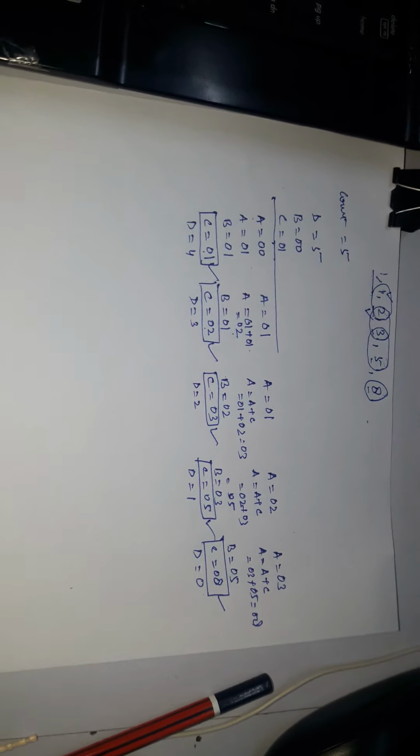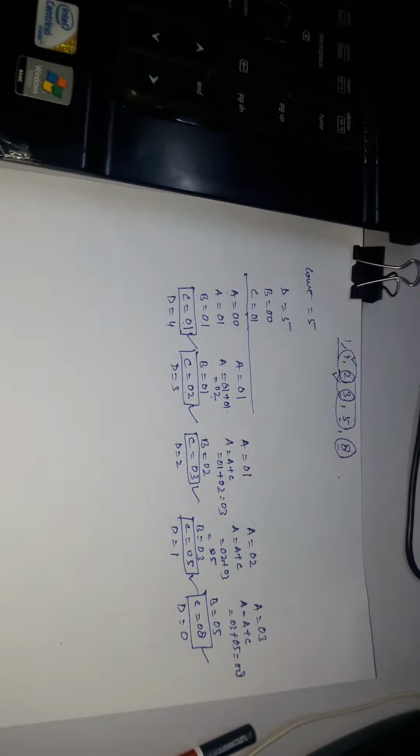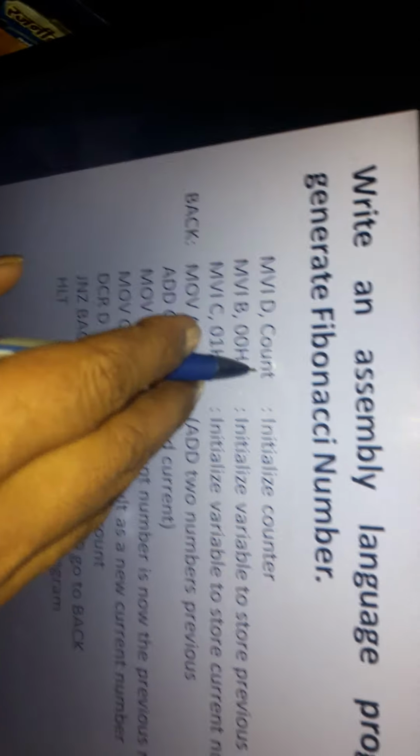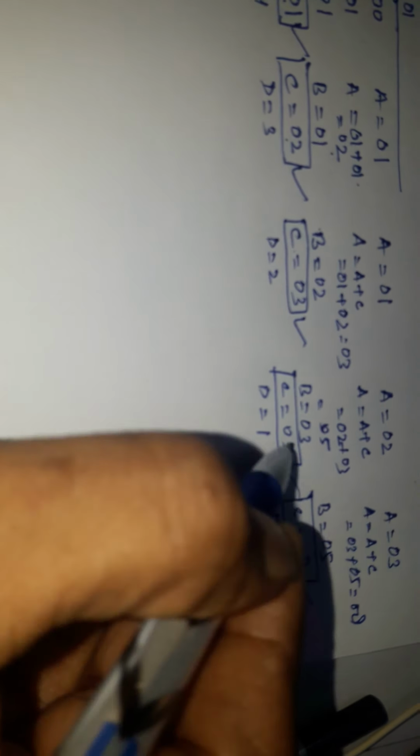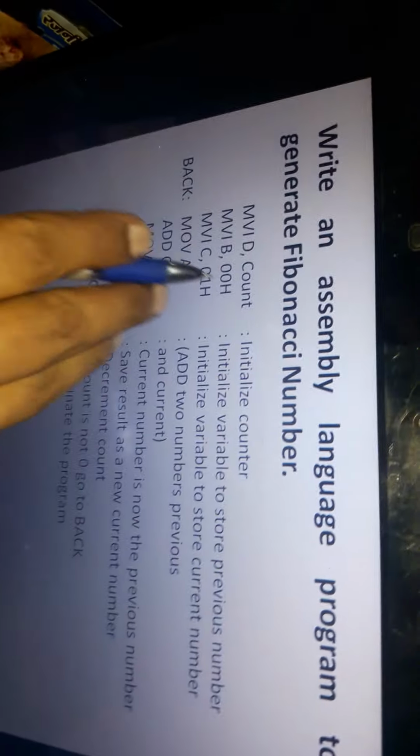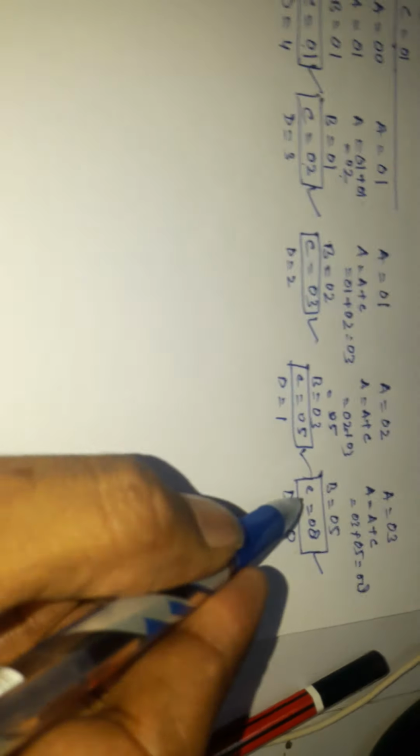So whatever count value you have given here in the D register, the result will always be in the C register. So if the D register is having 5, the final result will be available in C. Stop.